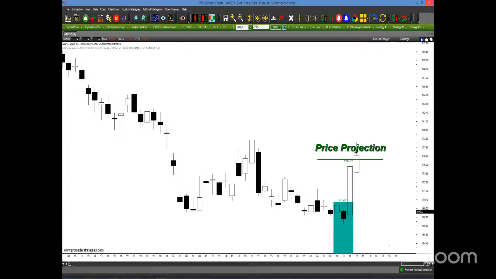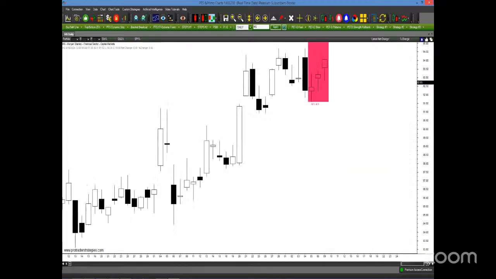Now, there's no type of time format included. It doesn't tell you how long it will take. It just says that most likely price will be there after the breakout. And look what happened after that. So this is why we say a lot of our students like to use the price projections as an exiting tool. Here's another example in MS, Morgan Stanley.